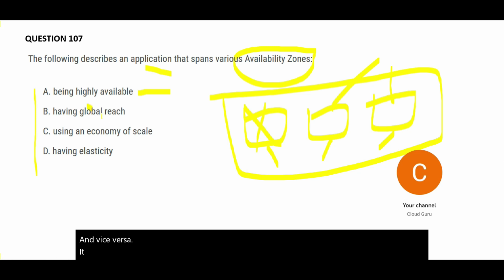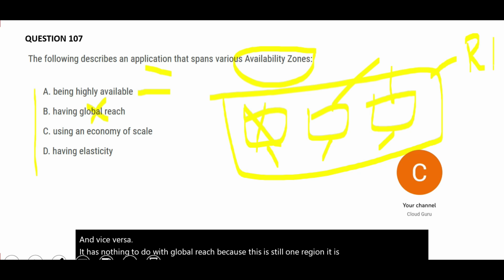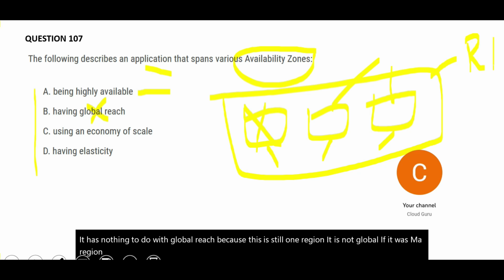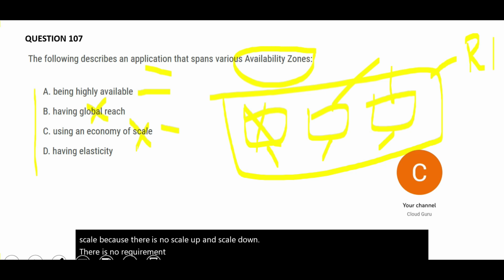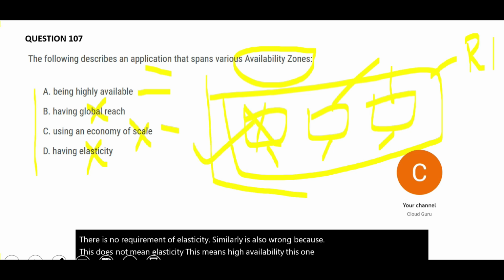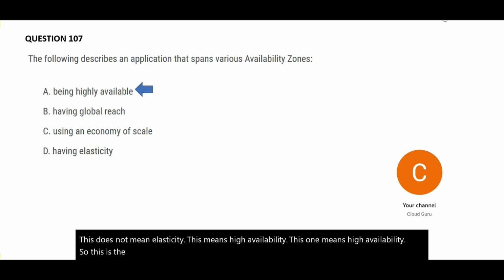It has nothing to do with global reach, because this is still one region. It is not global. If it was multi-region, then it would have been global. Economy of scale has nothing to do with this, because there is no scale up and scale down. There is no requirement of elasticity. Similarly, D is also wrong, because this does not mean elasticity. This means high availability. So this is the right answer.